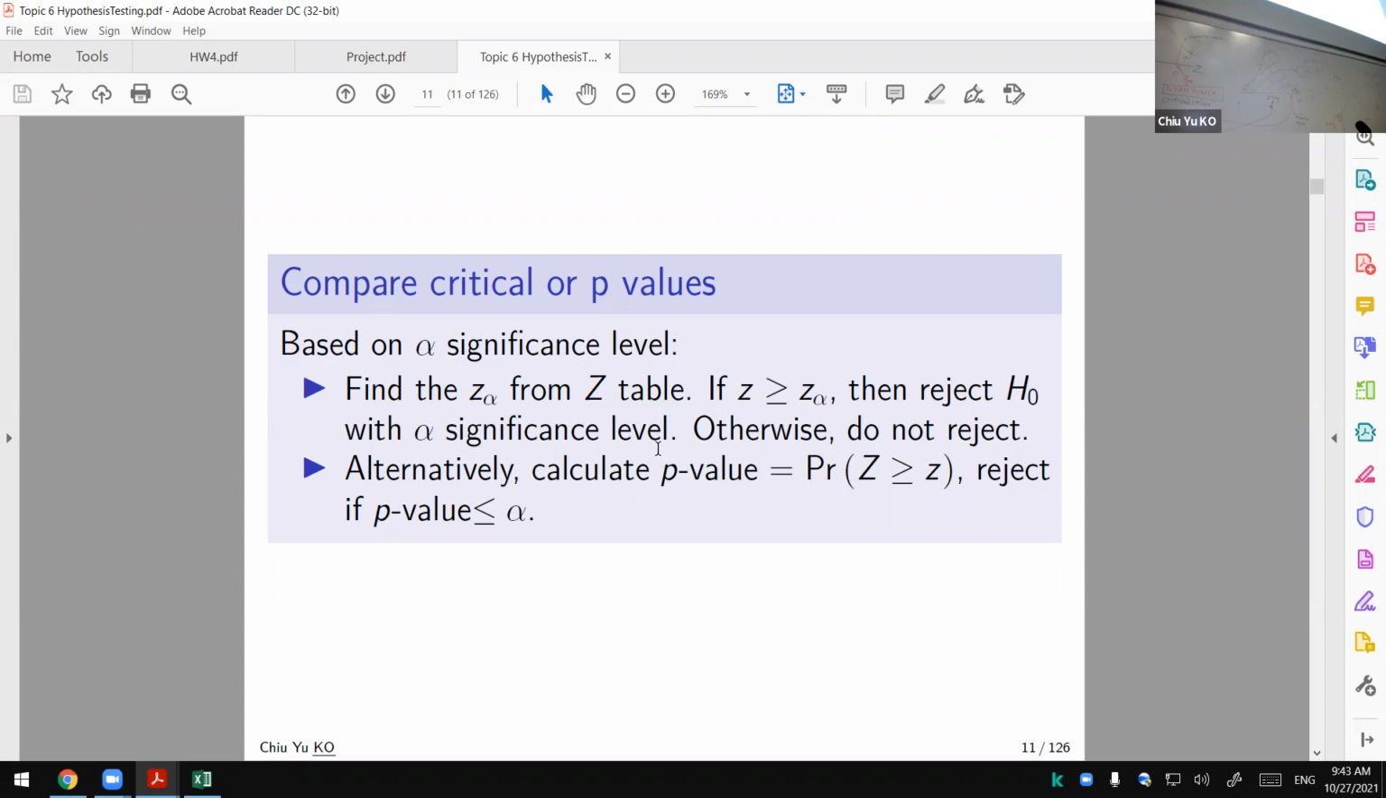The other way around is the alternative: you look at this value, suppose the sample mean, convert it to here, and you want to calculate this area, which we call the p-value. If this p-value is less than alpha, you also reject, because the luck is less than 5%, then you reject. Don't worry, we'll give you an example, then you can follow. So this is just an overall idea.